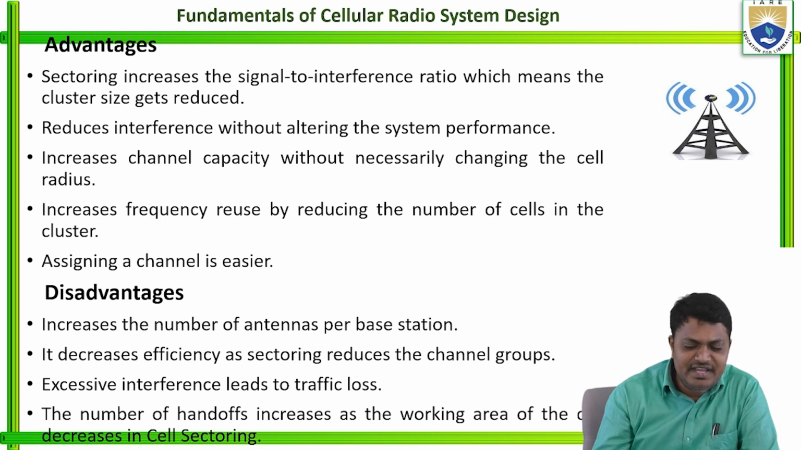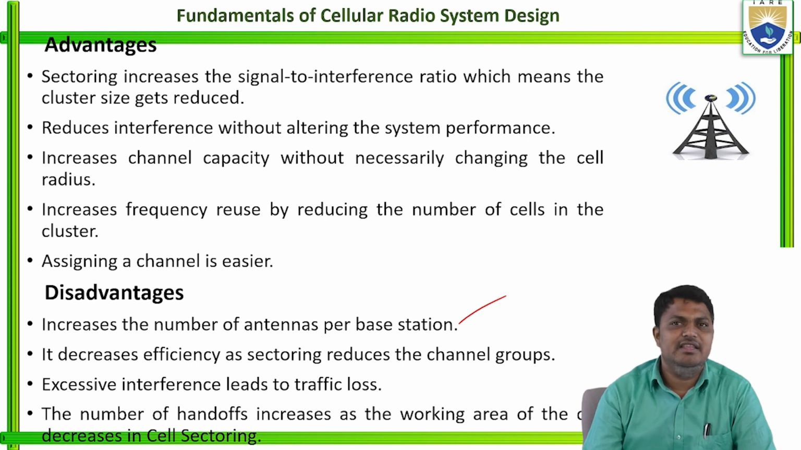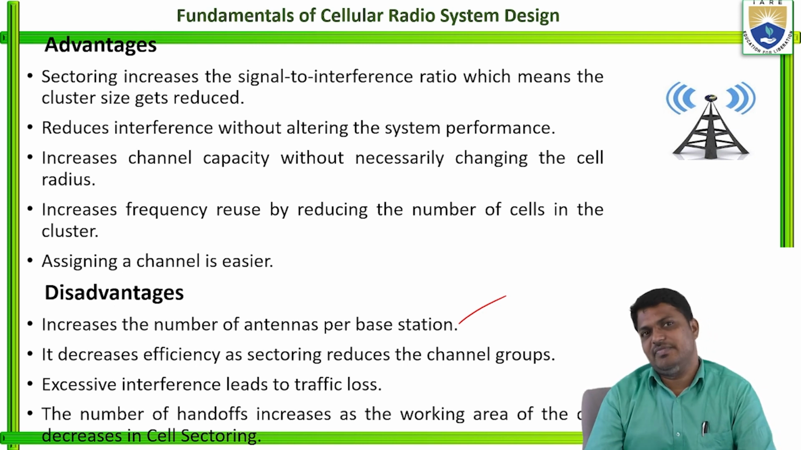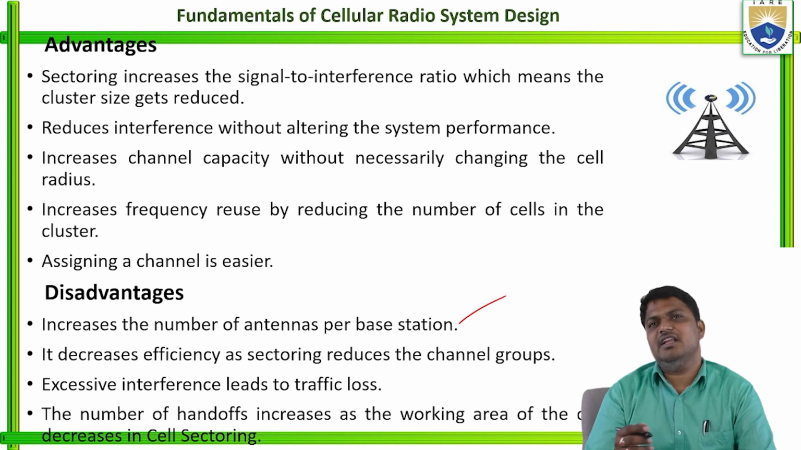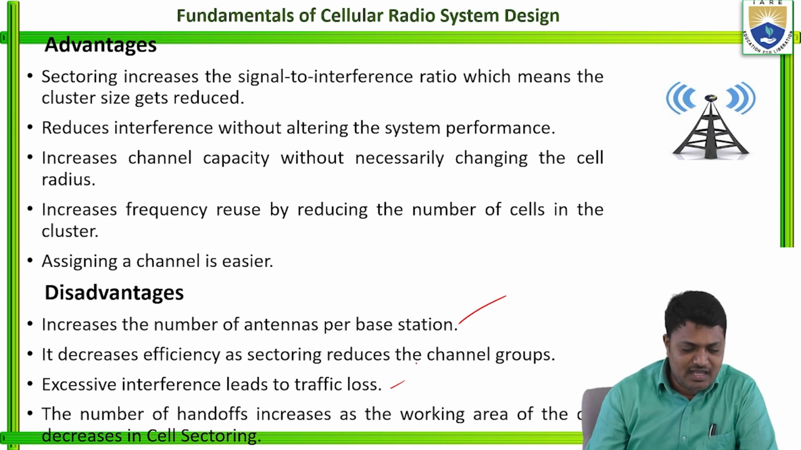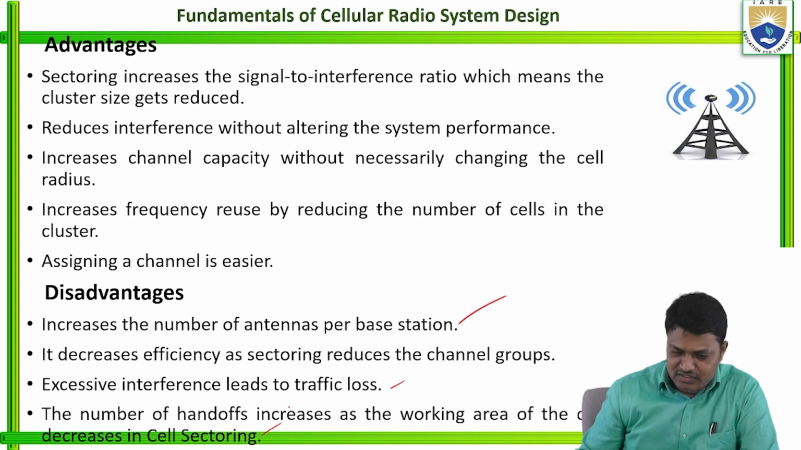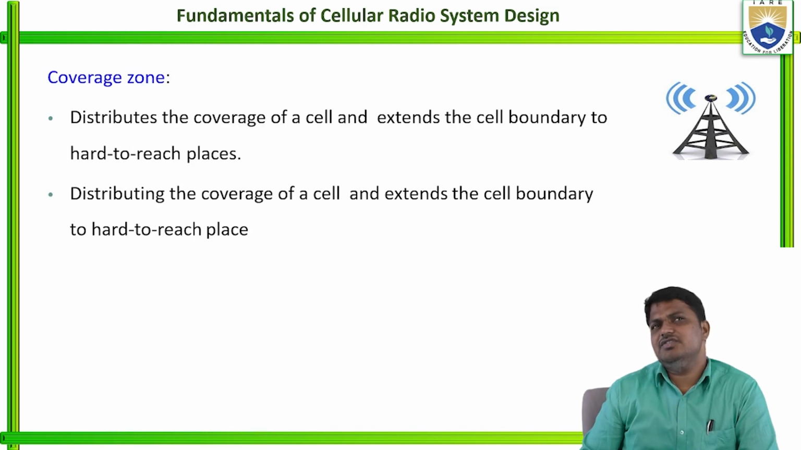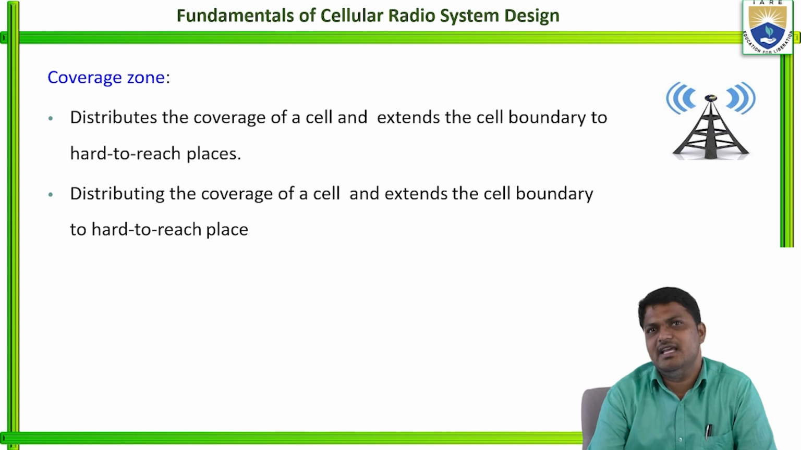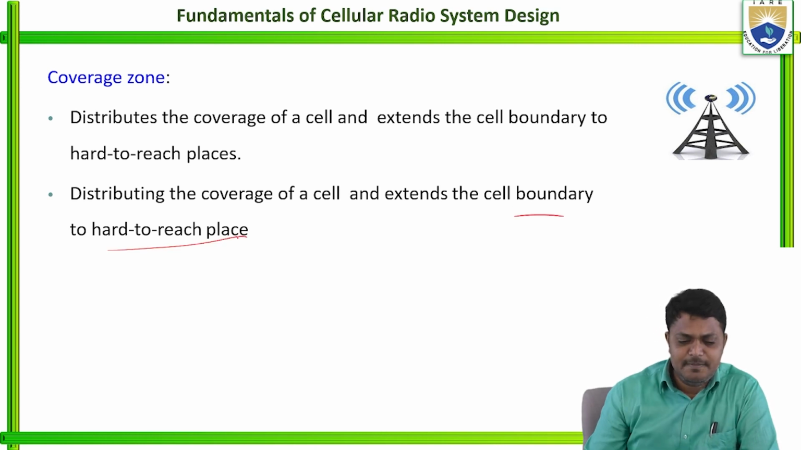Now the disadvantage is an increase in the number of antennas per base station. When sectoring takes place, we have to increase the number of base stations, which decreases the efficiency, and sectoring reduces the channel groups. Excessive interference leads to traffic loss. The number of handoff links at the working area of the cell decreases in cell sectoring. Distributing the coverage of each cell extends the cell boundary to hard to reach places.